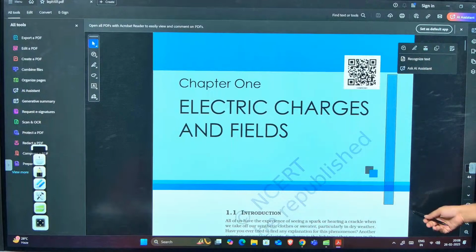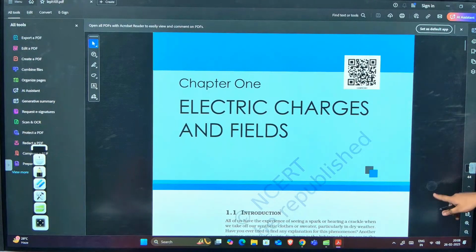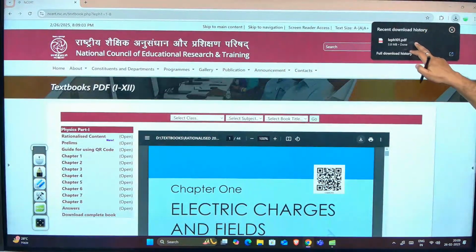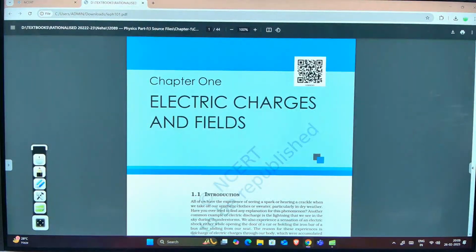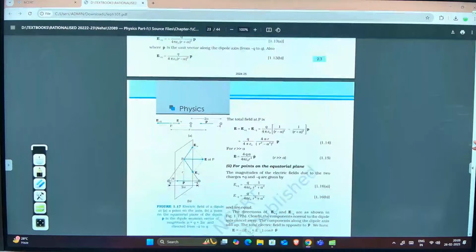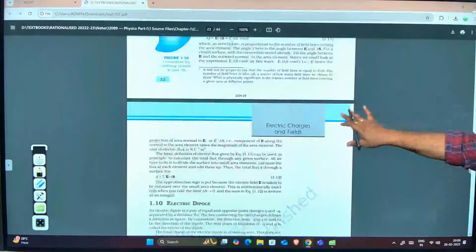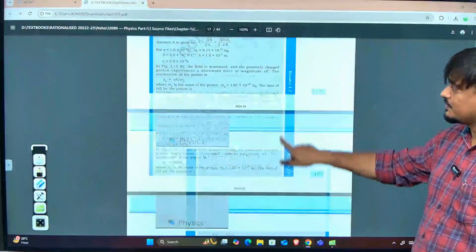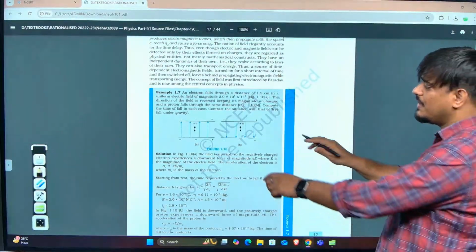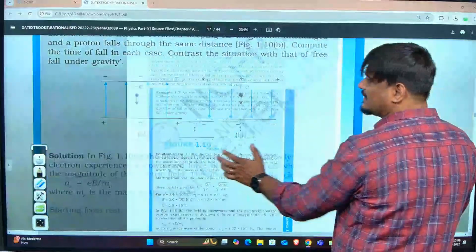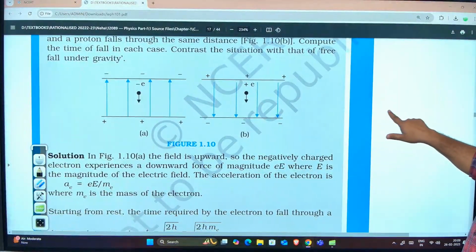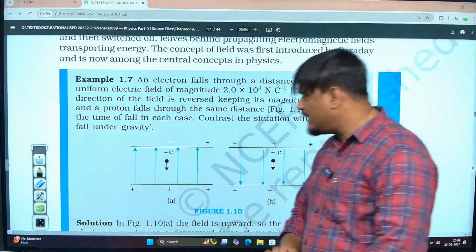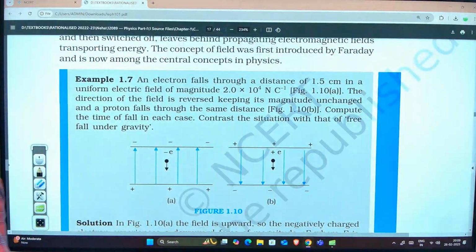Now those who don't have the book can directly see the question here on the screen. I am talking about this question. Please don't see the answer. Try to solve by your own way. Understand the question. Leave the answer. Forget about the answer given in the textbook.